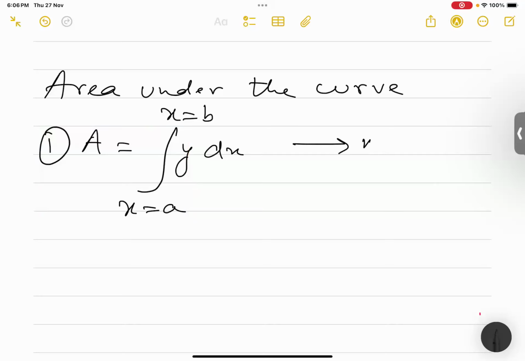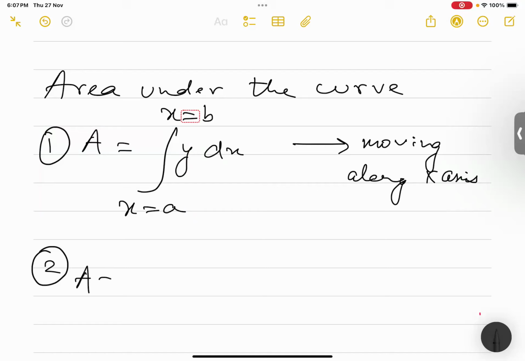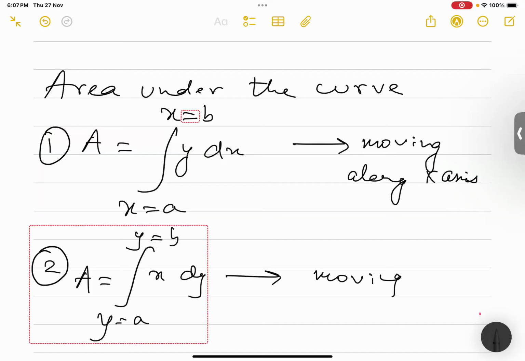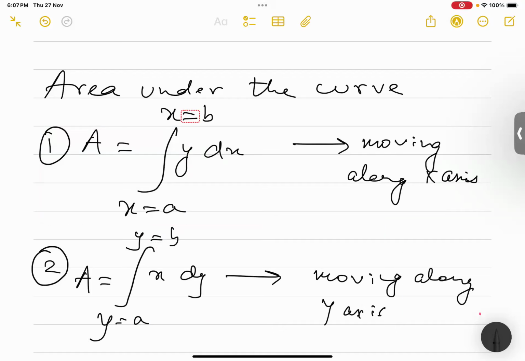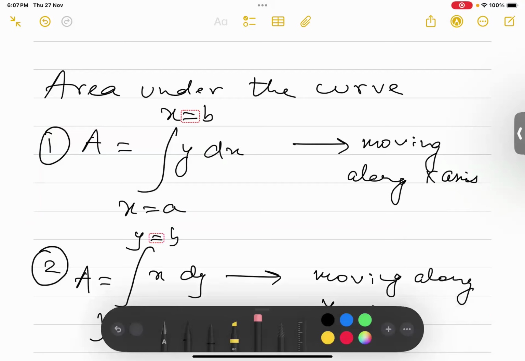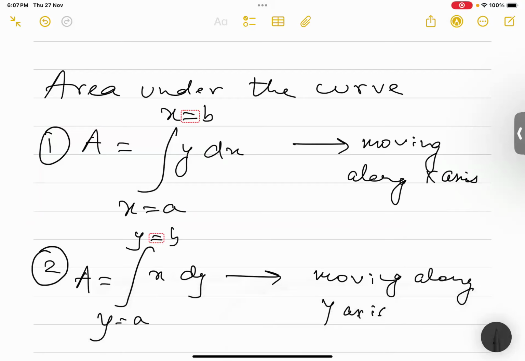This formula we have to use when we are moving along the x-axis. And second, the integral from y is equal to a to y is equal to b of x dy. This formula we'll use when we are moving along the y-axis. Please copy this. Only these two formulas in the entire chapter.